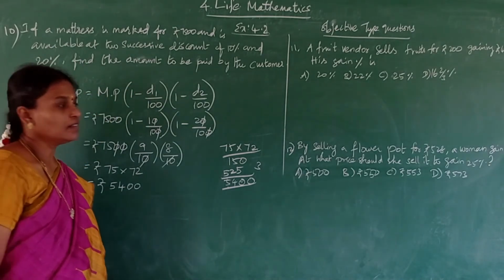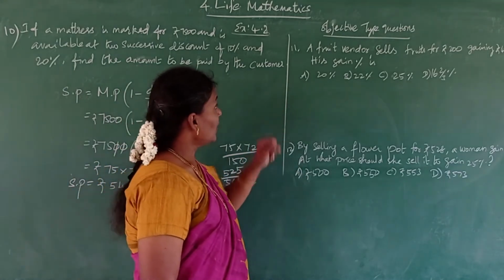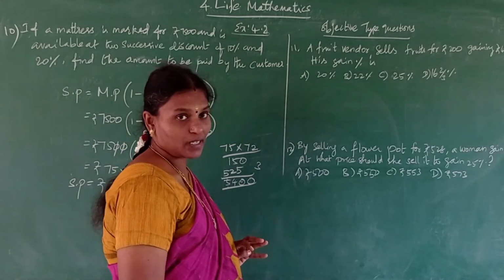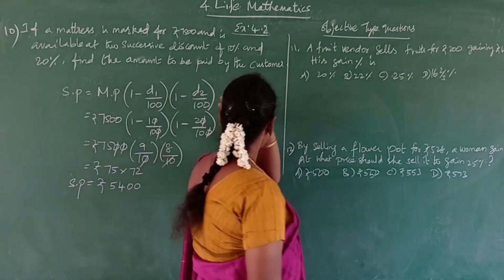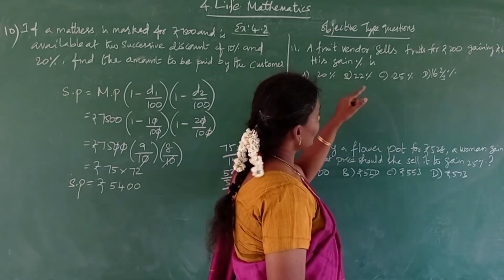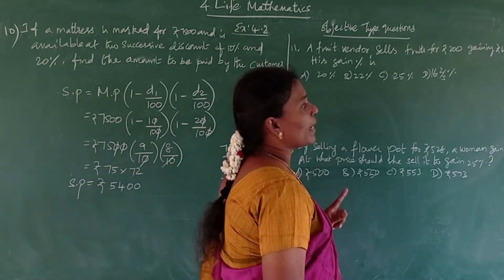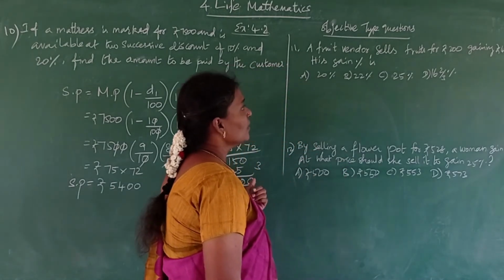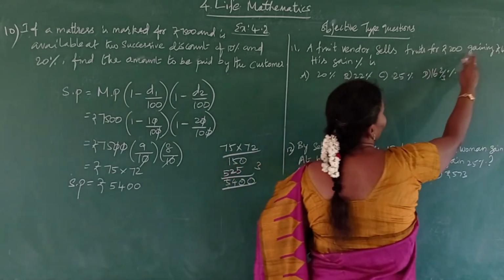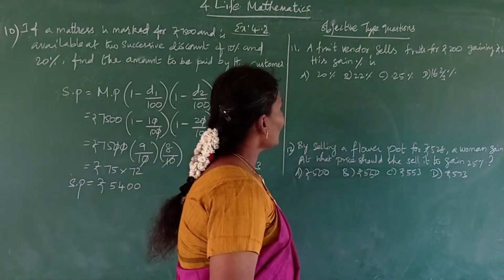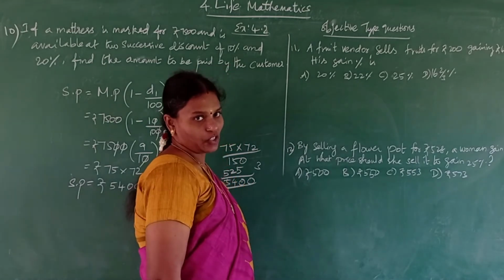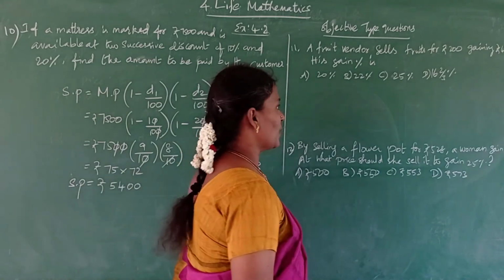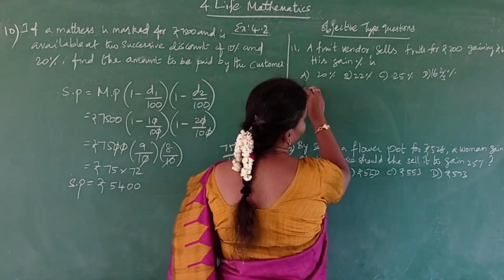Okay. Understood, children? Good. Now we see this 11th sum. That means these questions are objective type questions. Objective type questions. See the first one. A fruit vendor sells fruits for rupees 200 gaining rupees 40. Okay. So the selling price is 200, gaining is rupees 40. Okay. So what is this gain percentage? That is asking. Okay. So first you find out the cost price. Cost price. Okay. So how do you find out the cost price?